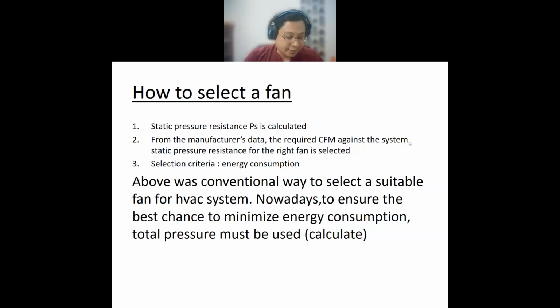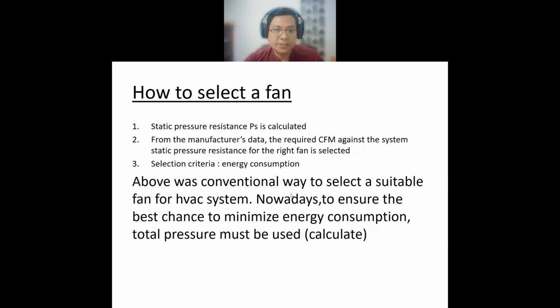And then we can make the curve, and plot to find the best solution for good performance based on the plotted graph given. And the last selection criterion is energy consumption, so BHP selection, and then we can decide which fan will be used in our design.